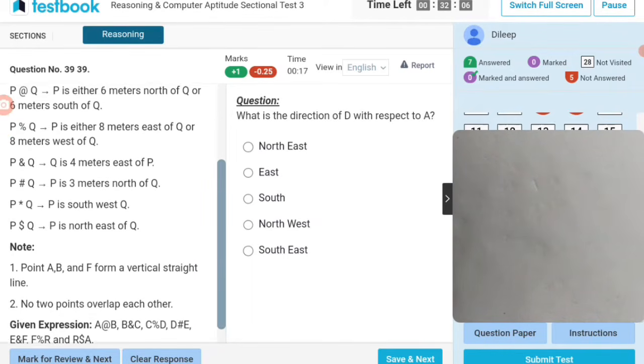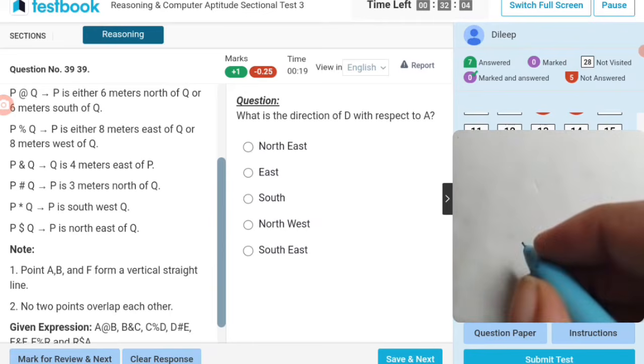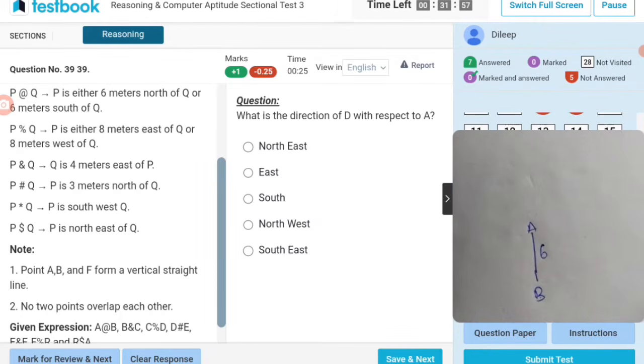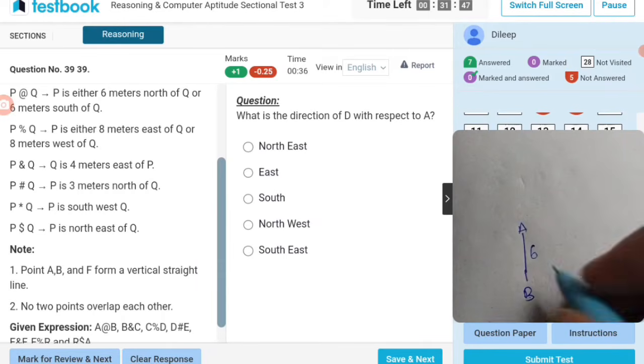So A at the rate of B. So A is 6 kilometers north of B, or A is 6 kilometers south of B. B and C. C is 4 meters east of B.